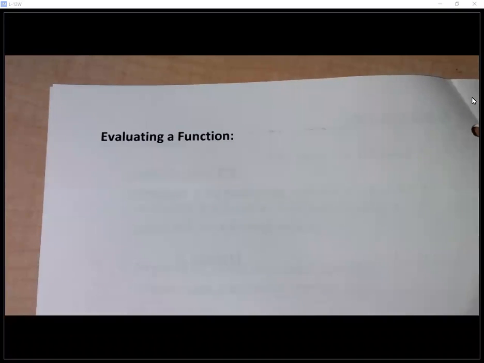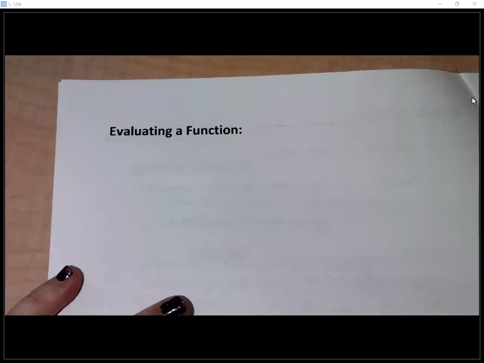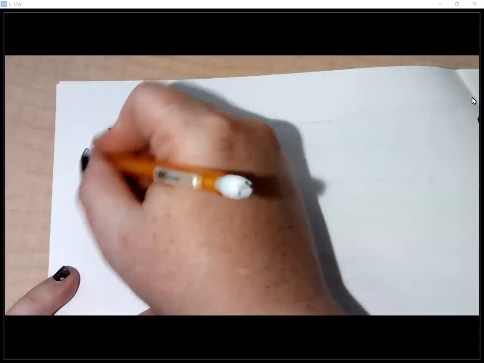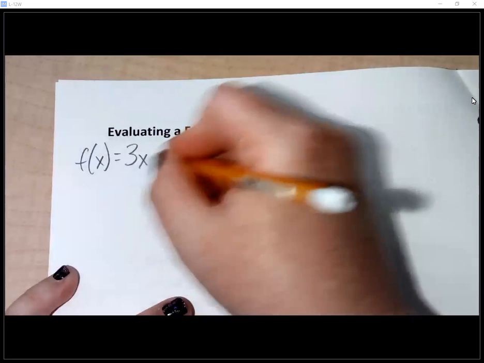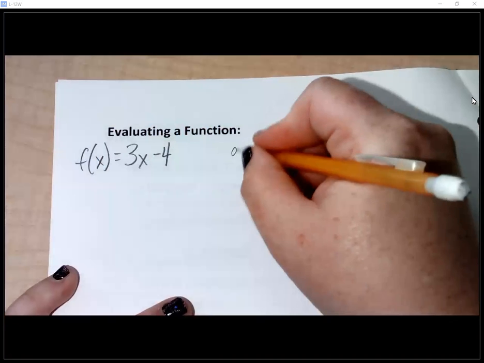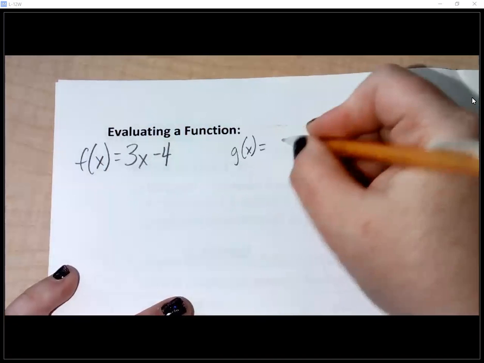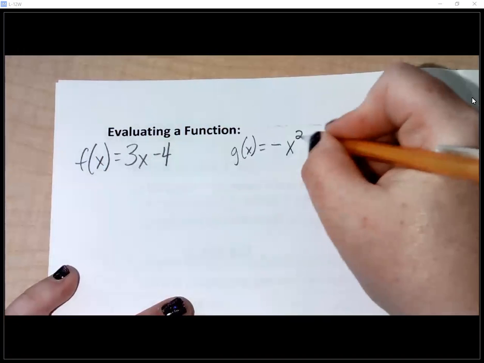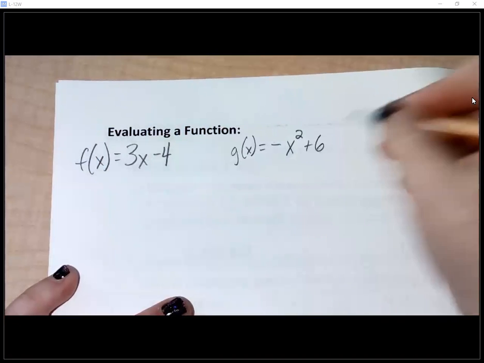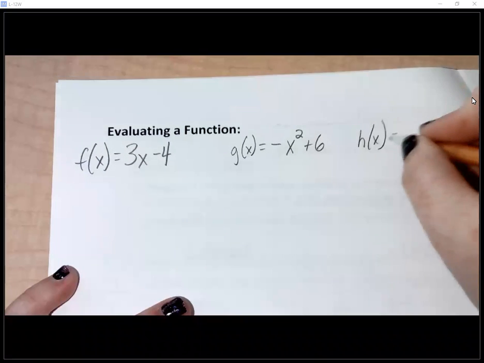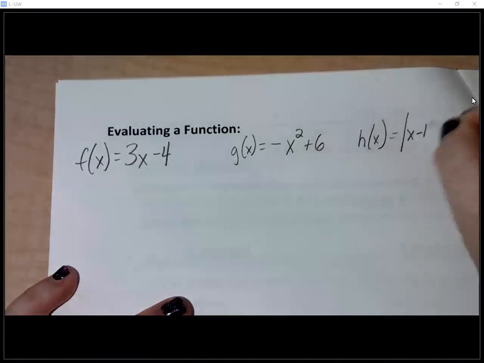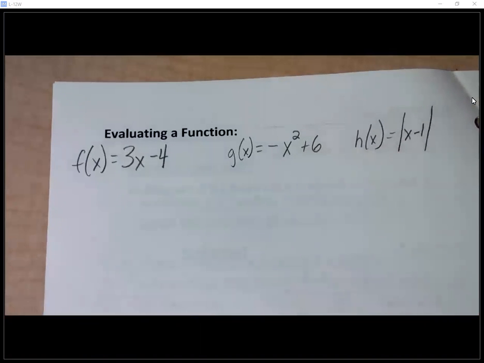Okay, so we're going to write 3 functions across the top, and then we're going to do a whole bunch of problems. So we're going to have f of x be 3x minus 4. We're going to have g of x be negative x squared, written just like that, plus 6. And we will have h of x as the absolute value of x minus 1. So take a moment and copy those 3.